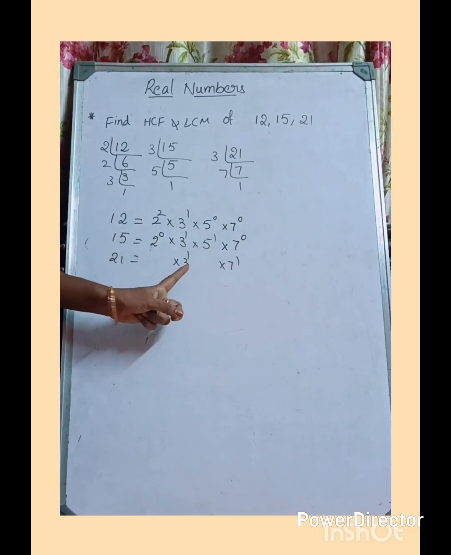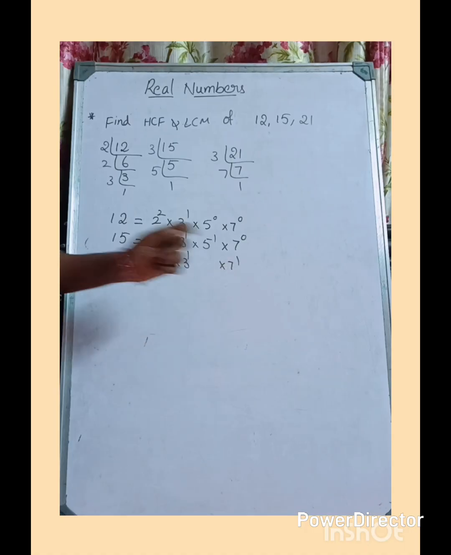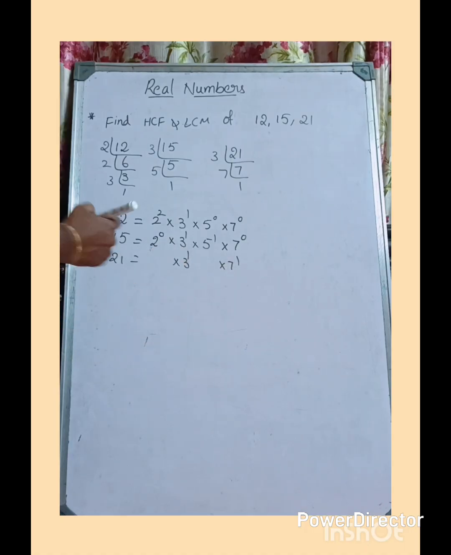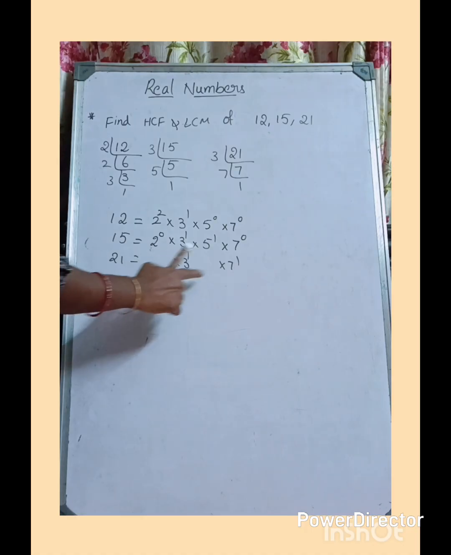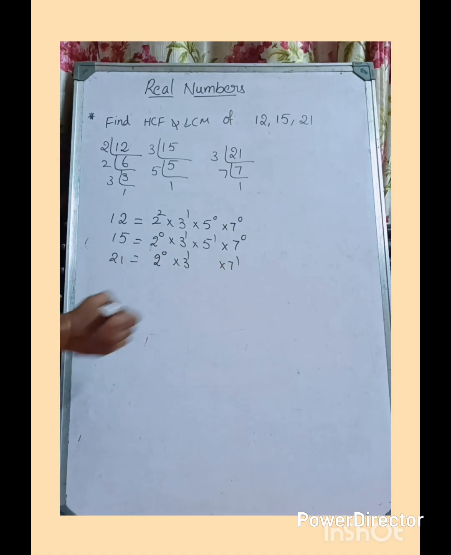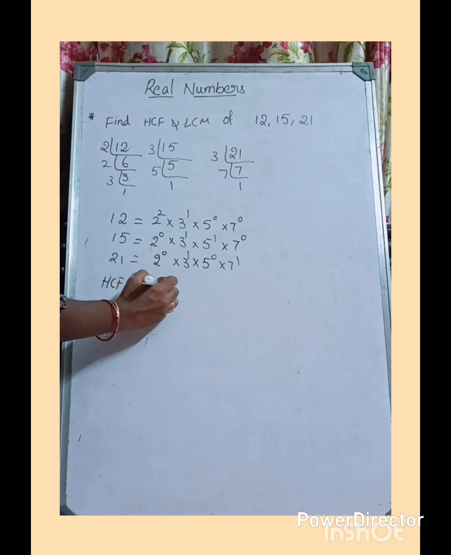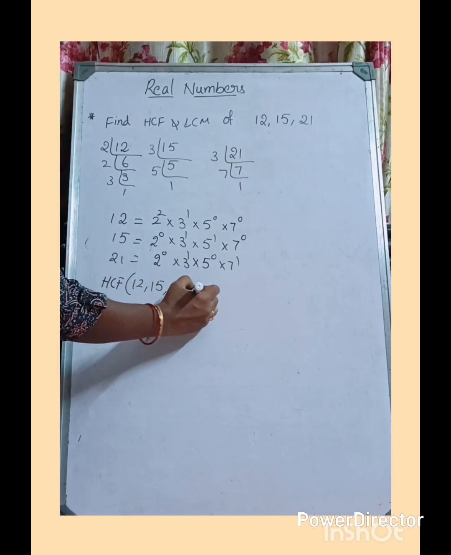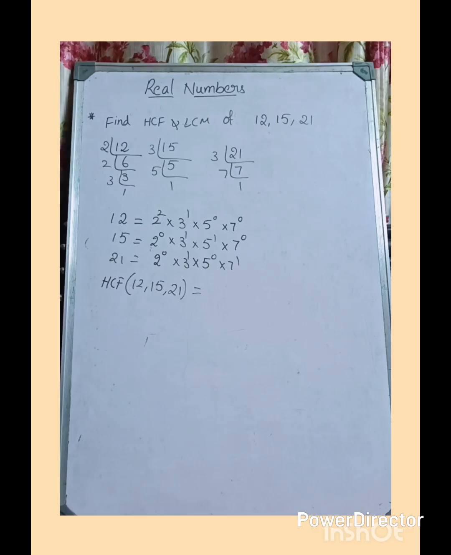Now, in 21, we have 3 power 1 and 7 power 1. I need 2, 3, 5, 7 as we have the different numbers. We have 3 and 7, so I need 2 and 5 also. So 2 power 0 into 5 power 0. Now all the values we have here. Now, HCF. HCF of 12, 15 and 21. As we know the definition, HCF means highest common factor.